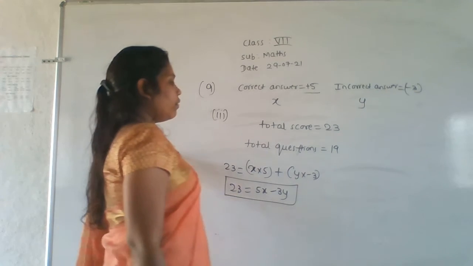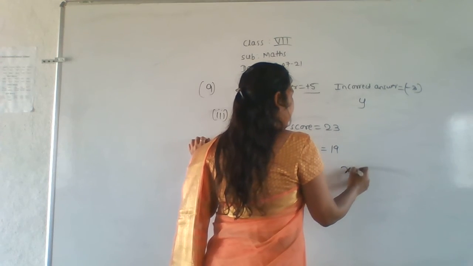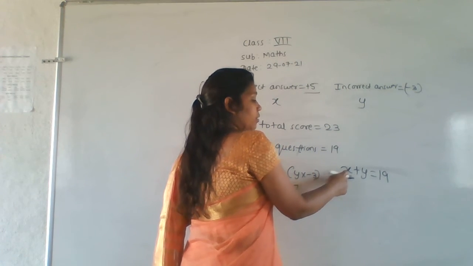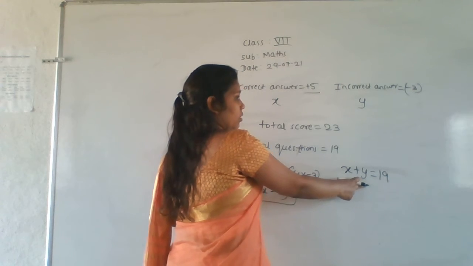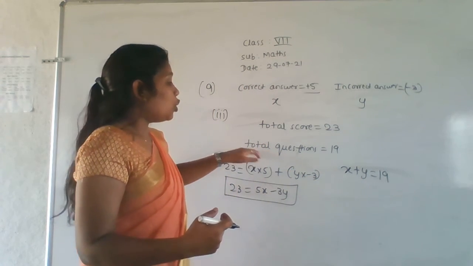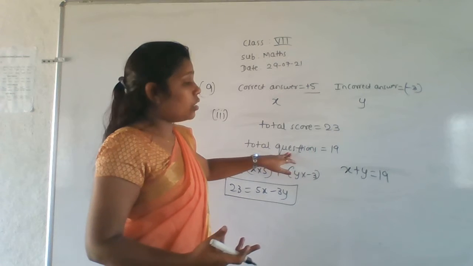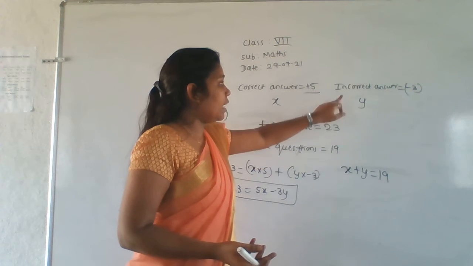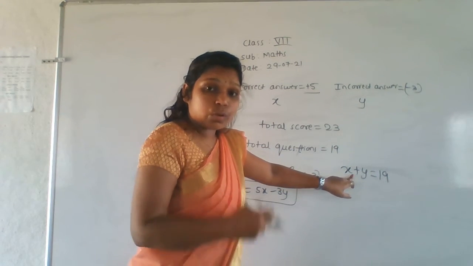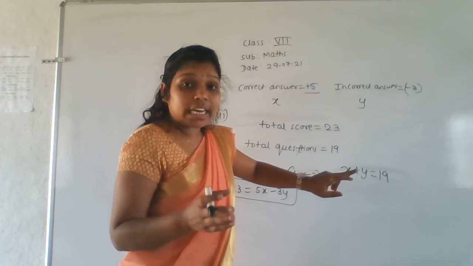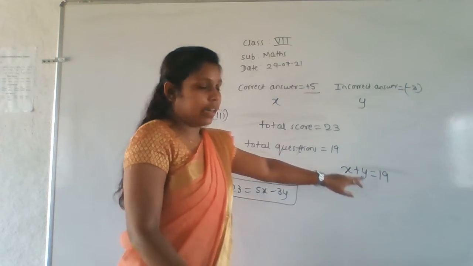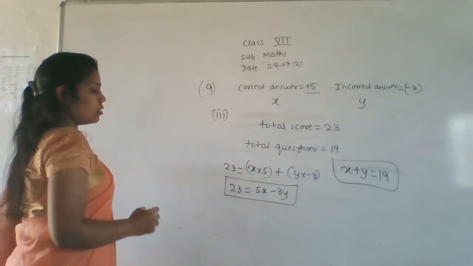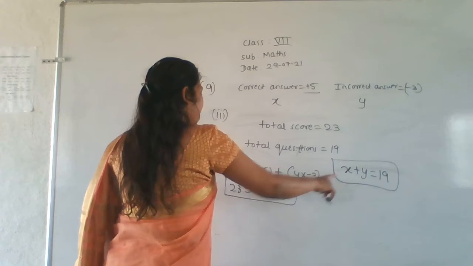Next, x plus y is equal to 19, because x is the correct answers and y is the incorrect answers. If we add both, we'll get the total number of questions answered. So the total is 19. If you add those two, x plus y, you will get the total number of questions he answered, that is 19. So this is the other equation. We have two equations right here.